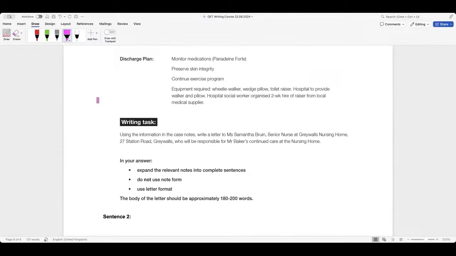Who will be responsible for Mr. Baker's continued care in the nursing home.